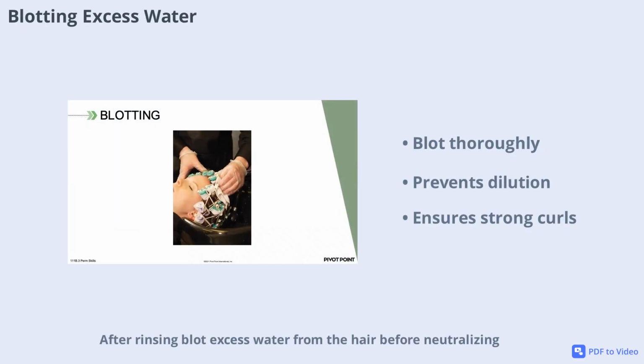After rinsing, blot excess water from the hair before neutralizing. Insufficient blotting can dilute the neutralizer and lead to weak curls. Use absorbent towels and make sure the hair is as dry as possible for the best results.